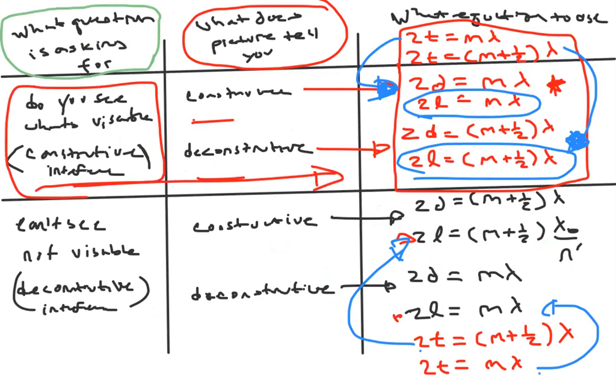So now we have to look at what our picture tells us. This is for both situations. We're looking at what we see, so it doesn't matter which situation, but we have to draw a picture for both. For the left-hand side, what is the reflected ray going to be? Is it going to have a pi shift or no pi shift?